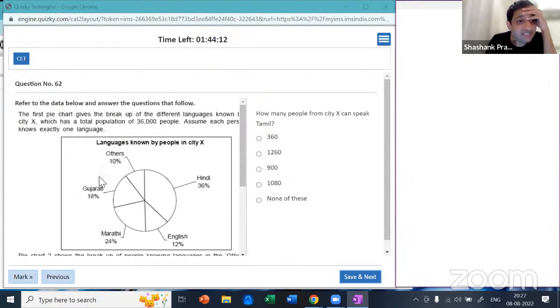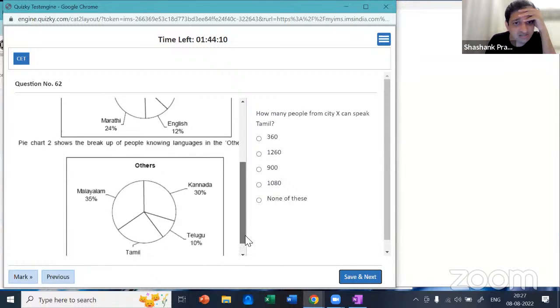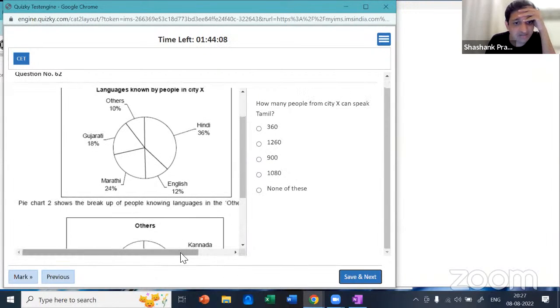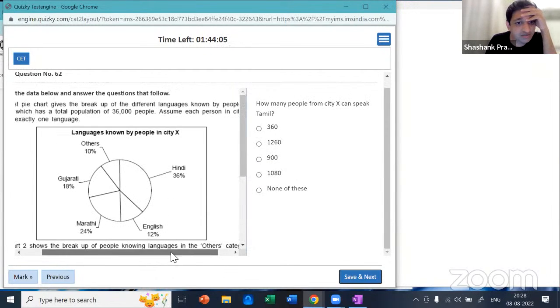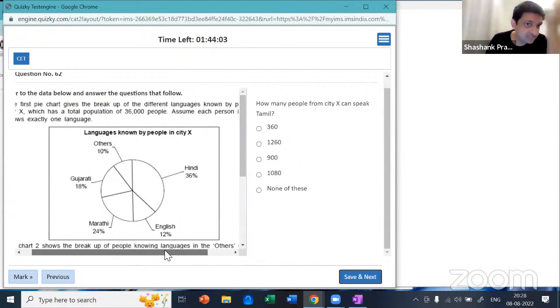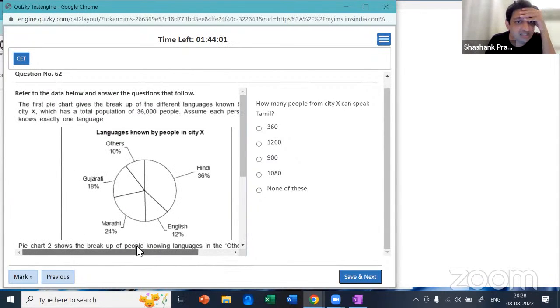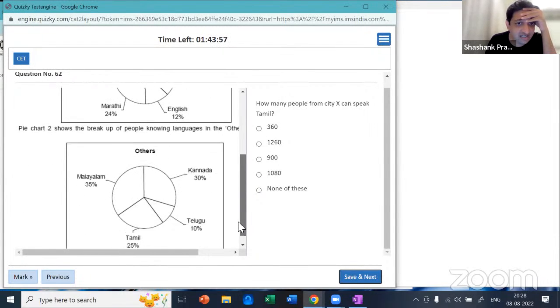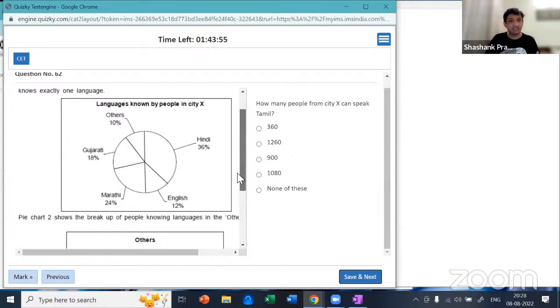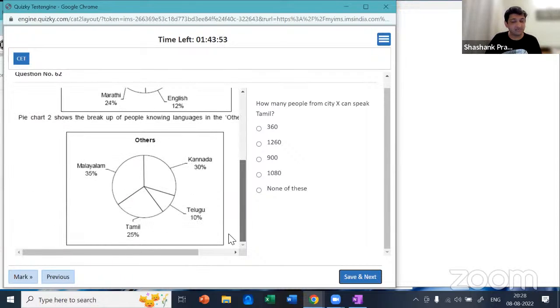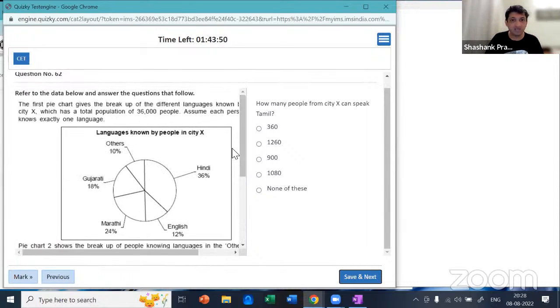Okay, the first pie chart gives the breakup of different languages. Okay, something is off. Acha, this one. Languages known by people in city X, 36,000 people can speak Tamil. Tamil is Gujarati, Hindi, Marathi. Acha, others. Perfect. Others is 10%. Tamil is 25% of 10%, so 2.5% of total. 2.5% of 36,000. 2.5 into 360, 900. Hope I'm right.